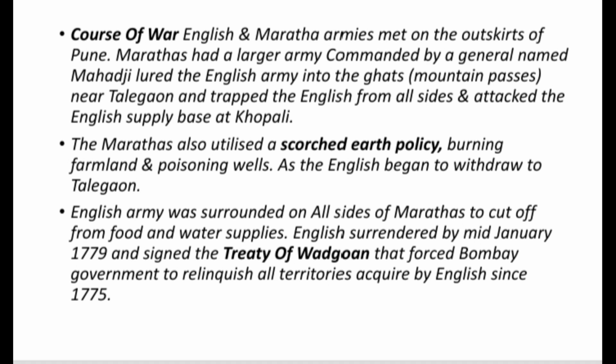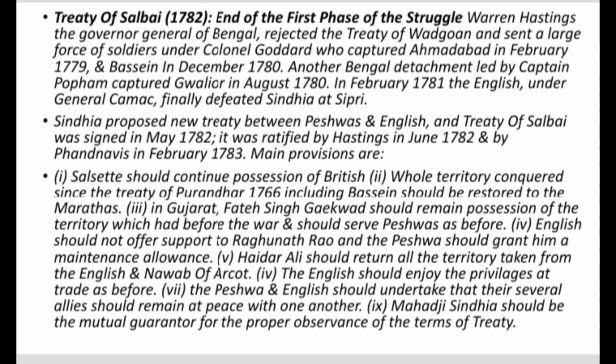Now, the Treaty of Salbai, 1782, the end of the first phase of the struggle. In this phase, Warren Hastings, the Governor General in Bengal, rejected the Treaty of Wadgaon and sent a large force of soldiers under Colonel Goddard, who captured Ahmedabad in February 1779 and Bassein in December 1780. Another Bengal detachment led by Captain Popham captured Gwalior in August 1780. In February 1781, the English under General Camac finally defeated Scindia at Sipri.